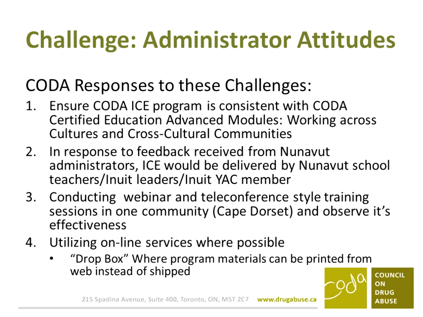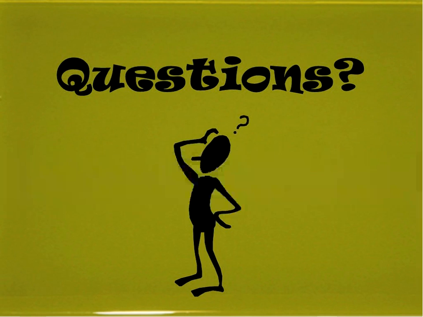The third is conducting webinar and teleconference style training sessions in one community, Cape Dorset, and observing its effectiveness. We're trying to see if we can eradicate some of the challenges by utilizing different technologies. Another example of utilizing technologies is using a Dropbox, a little piece of the internet where we can upload all of our program materials and people can just download them from there. That's something that's ongoing, and we're looking to see how effective it's going to be. If there are any questions, I can definitely take them after this.